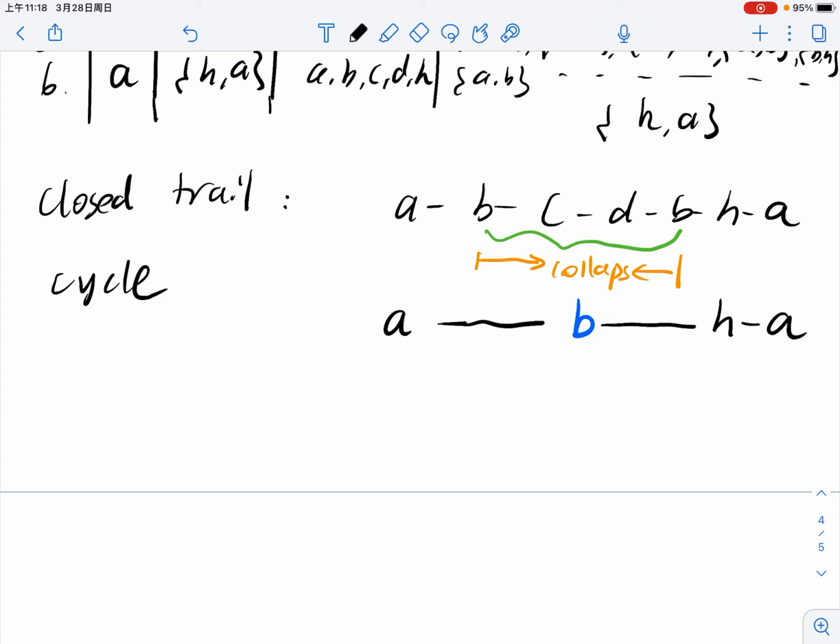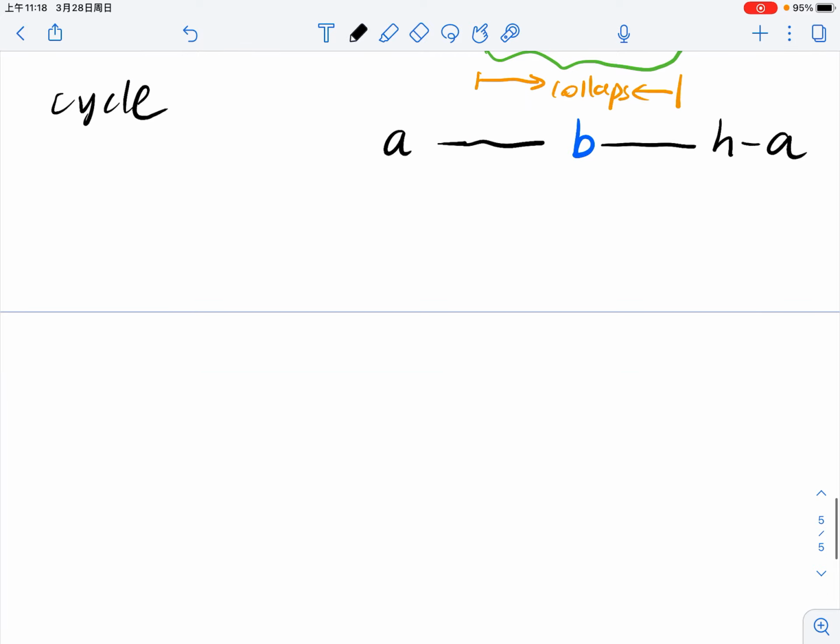If you have several repetitions, you can repeat this procedure again and again until you have a cycle. You can always get a cycle. This is because the number of edges is finite, and every time you decrease the number of edges, this procedure cannot go on infinitely. It will terminate at a finite step. So from here, you also see that in graph theory, combinatorics, or computer science, termination is very important.